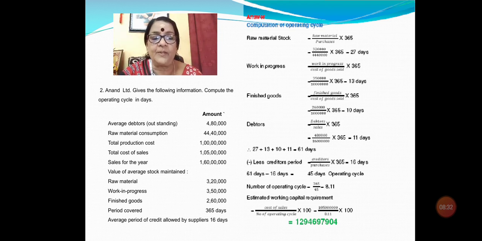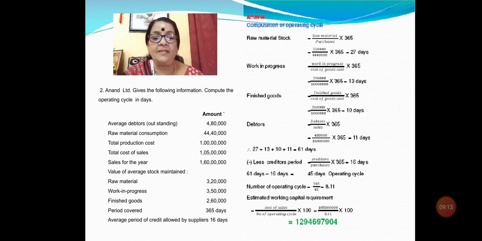Okay, we can start. First one is raw material conversion period. The formula is raw material in stock divided by purchases into 365. Raw material, it is given 3,20,000 divided by purchases. As the purchases are not given directly, we can take raw material consumption, that is 44,40,000, as the purchases. So 3,20,000 divided by 44,40,000 into 365. It is coming 27 days.